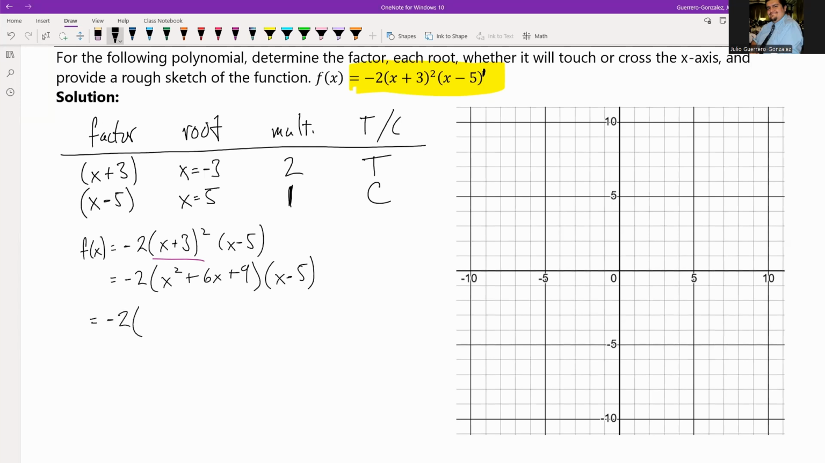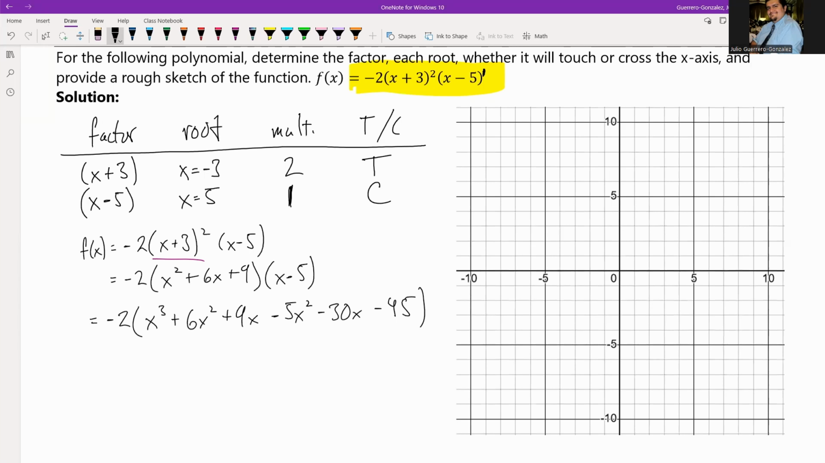Minus 2, I'm going to go ahead and do the multiplication here, okay? This is going to be x cubed plus 6x squared plus 9x minus 5x squared minus 30x minus 45. Got it?